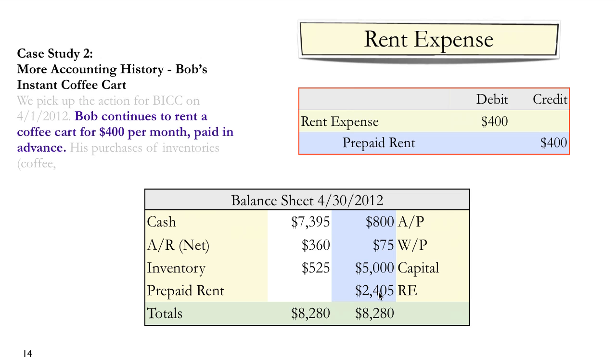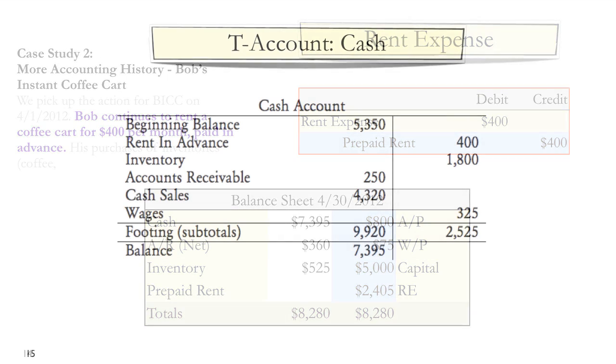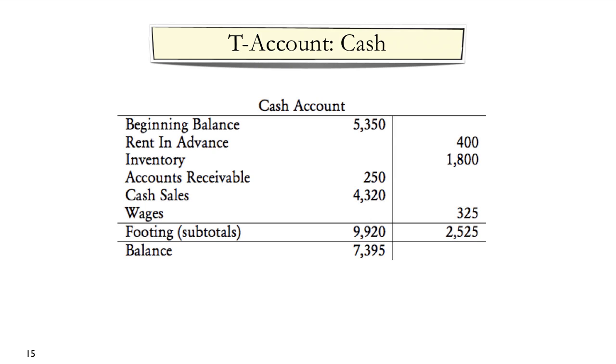Bob's Instant Coffee Cart, Part 2. Just a couple of T accounts that you might want to look at. We often use T accounts when we have an account that has a lot of action in it. The cash account is typically one such busy account. So this slide shows you what happened to cash during the period: the beginning balance, the uses of cash for rent, for inventory, the collection of cash for accounts receivable, cash sales, the cash paid to employees, and you see the ending balance, $73.95.